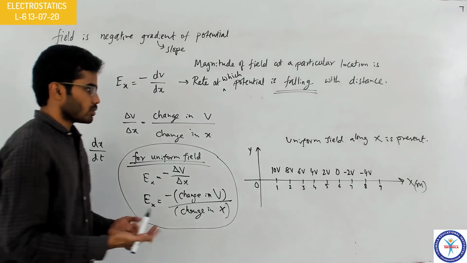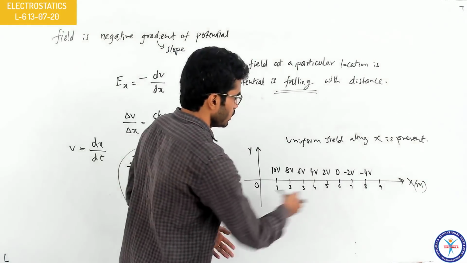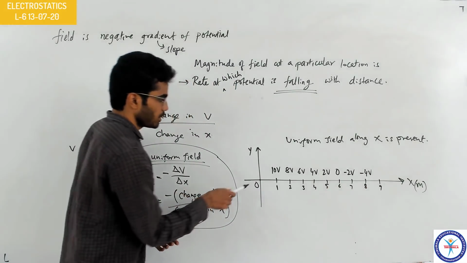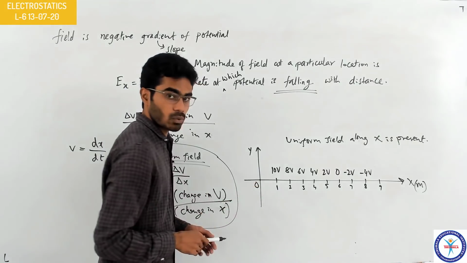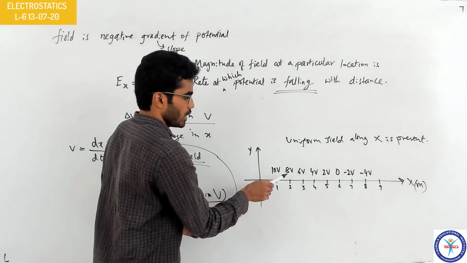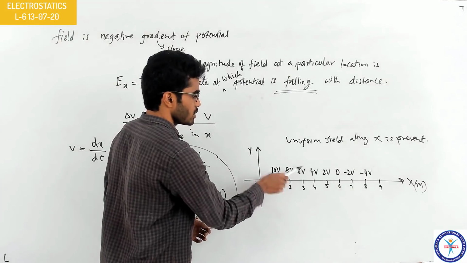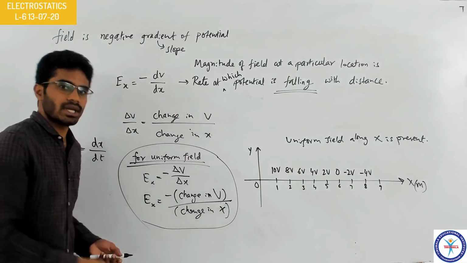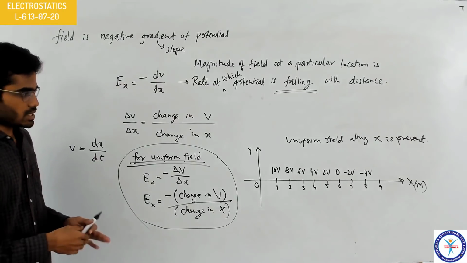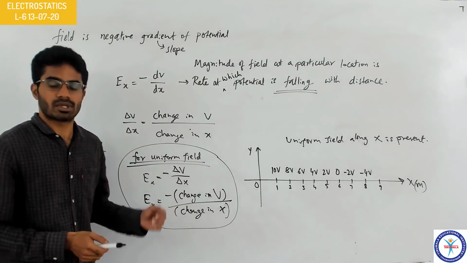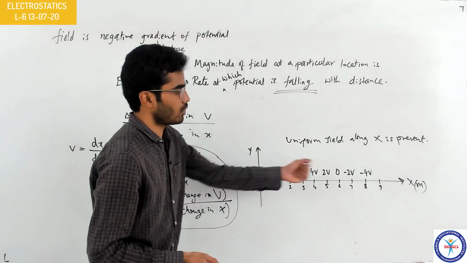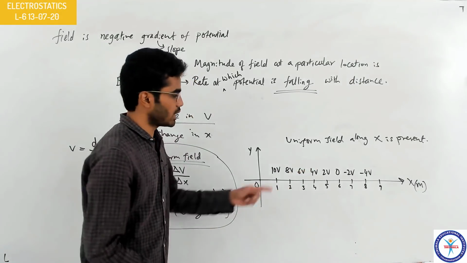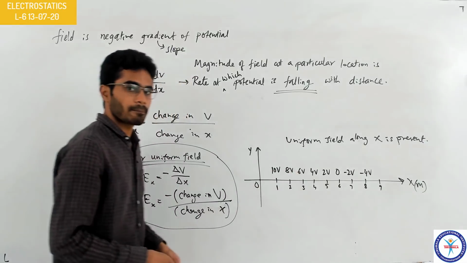So now let's go to this example. Here on the x-axis, we know the potential information. Observe carefully that the potential at x equals 1 is 10 volts, at 2 it is 8 volts, at 3, 6 volts, and so on. So do you observe any constant change in the potential? Is there any change in the potential with position? As you move ahead on the x-axis, 1, 2, 3, increasing your position, you see that the potential is decreasing, right?